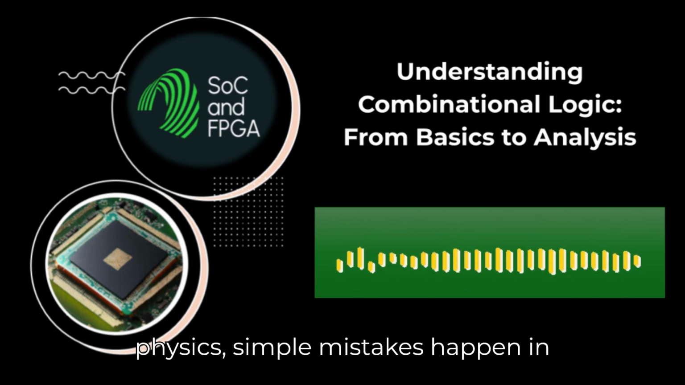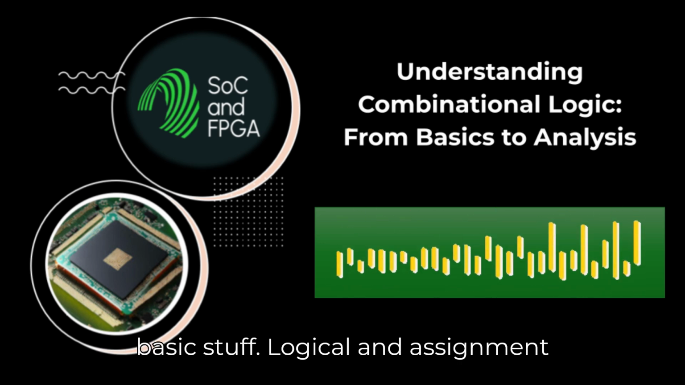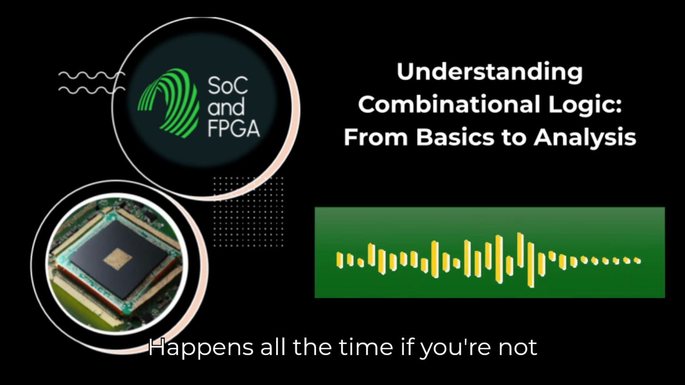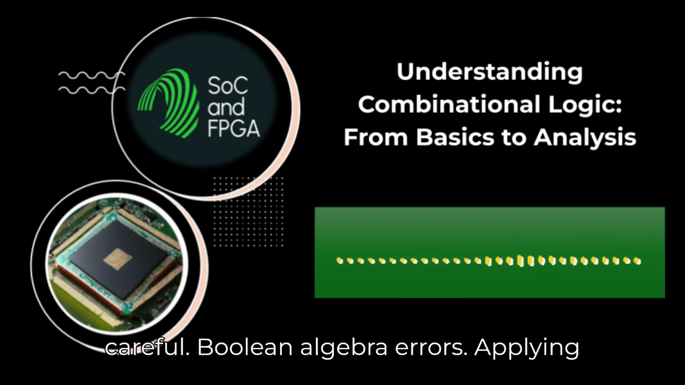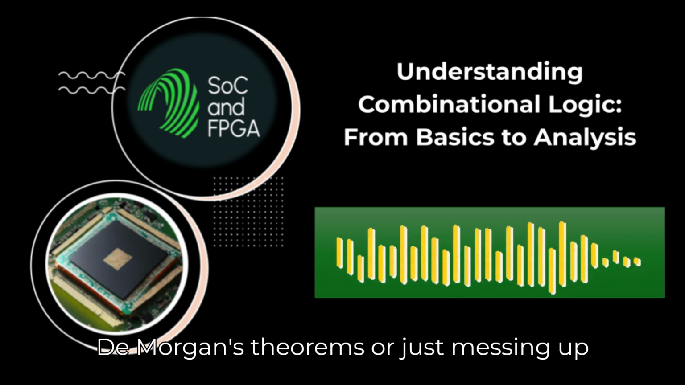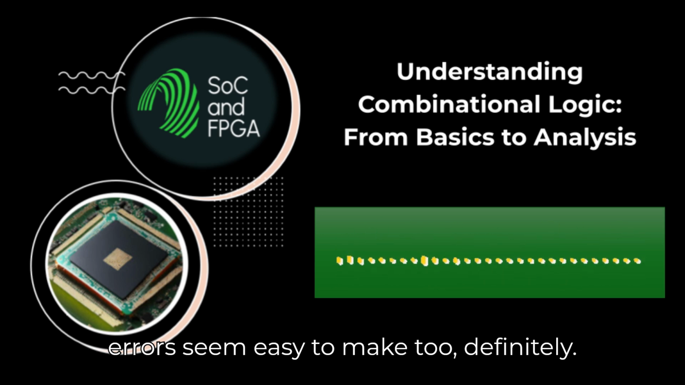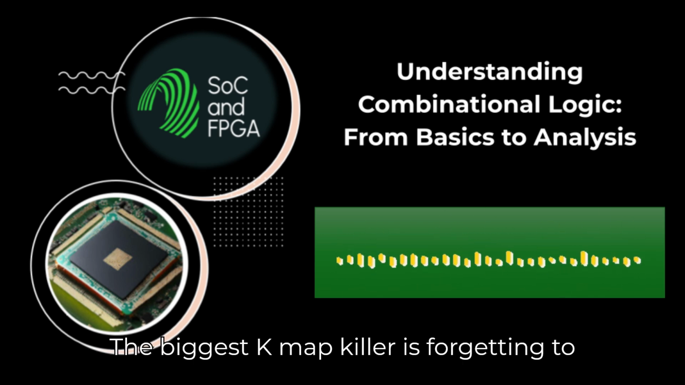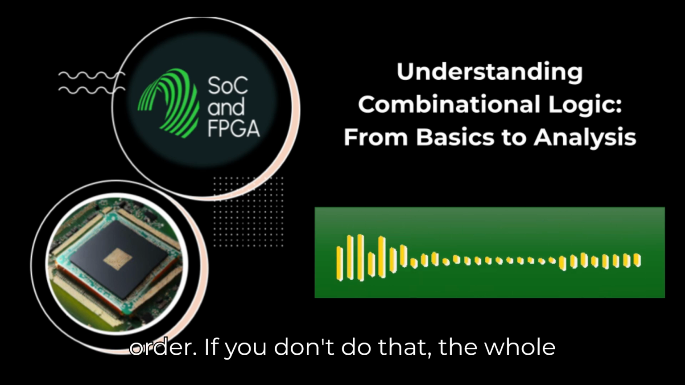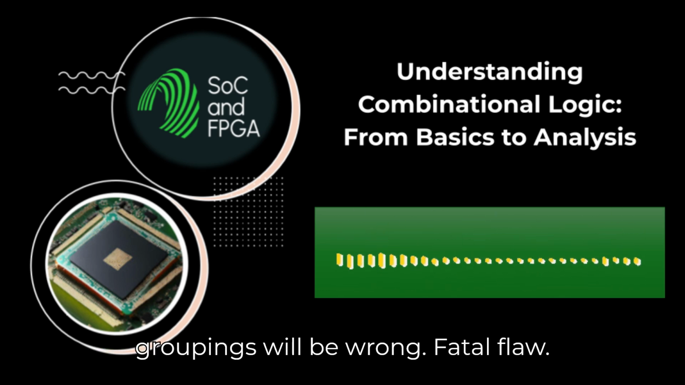And even before we get to physics, simple mistakes happen in analysis. Like what kind of mistakes? Oh, basic stuff. Logical and assignment errors, misinterpreting what a gate does, connecting a wire to the wrong input. Happens all the time if you're not careful. Boolean algebra errors, applying a law incorrectly, especially things like De Morgan's theorems, or just messing up the order of operations. And those K-map errors seem easy to make too. Definitely. The biggest K-map killer is forgetting to label rows and columns in gray code order. If you don't do that, the whole adjacency principle breaks down, and your groupings will be wrong.